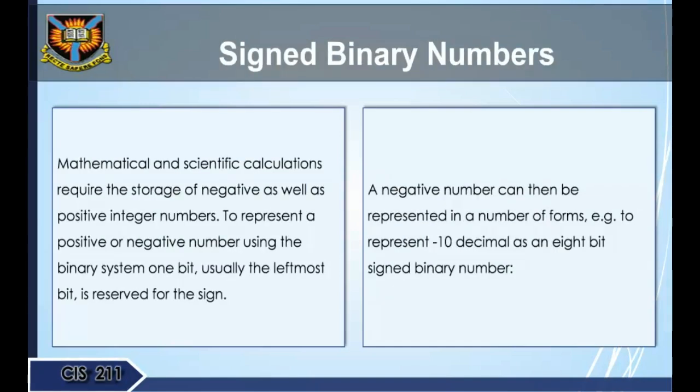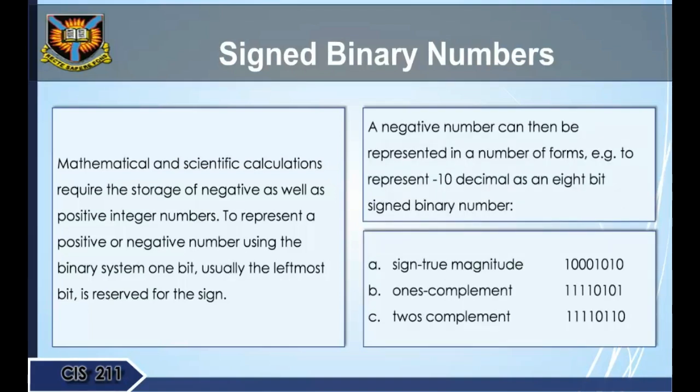Signed binary numbers. Mathematical and scientific calculations require the storage of negative as well as positive integer numbers. To represent a positive or negative number, using the binary system, 1 bit, usually the leftmost bit, is reserved for the sign. A negative number can then be represented in a number of forms, e.g. to represent 10 decimal as an 8-bit signed binary number.